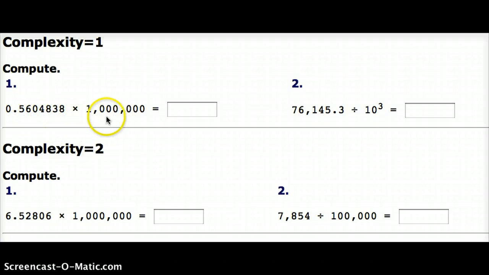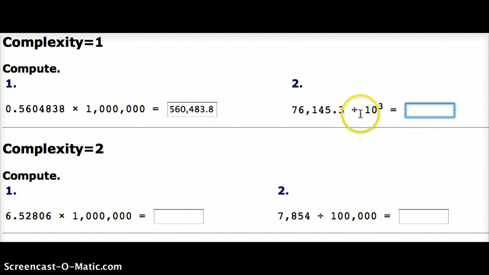So we got this decimal, we're doing times 1,000, so we're moving it over 6 spaces to the right. Or, excuse me, I said times 1,000, but I meant times 1,000,000. So 1, 2, 3, 4, 5, 6. It's going to be right between that 3 and the 8. Alright, so you can throw in a comma if you'd like, or you can leave it like this. But it's 560,483 and 8/10.